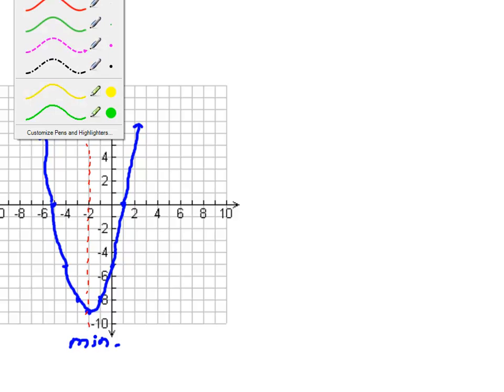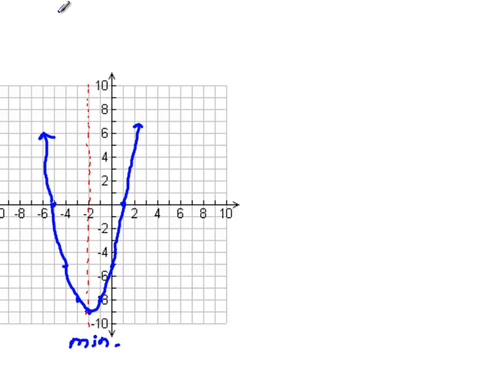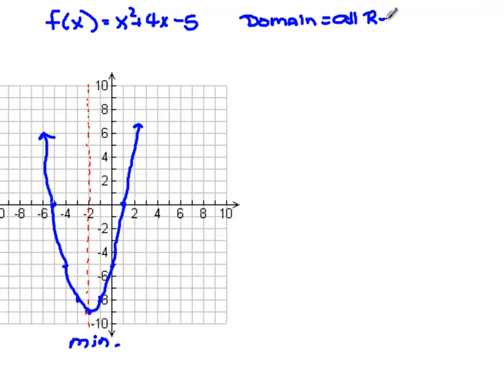With our function here, f(x) = x squared plus 4x minus 5, we're not trying to divide by an x, and we're not trying to take a square root of x. So the domain of any quadratic is always all real numbers. The range, which is the y value, what y values do we have, can be seen by looking at the vertex.